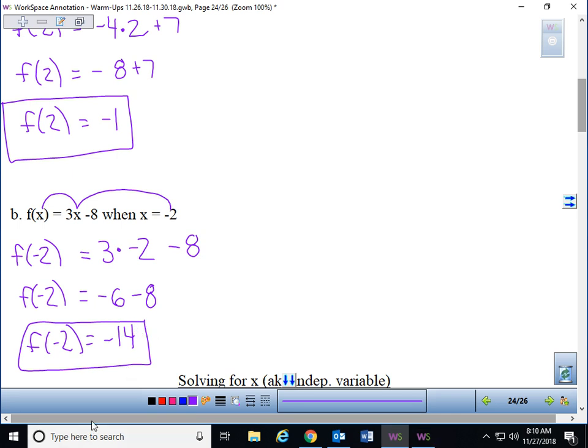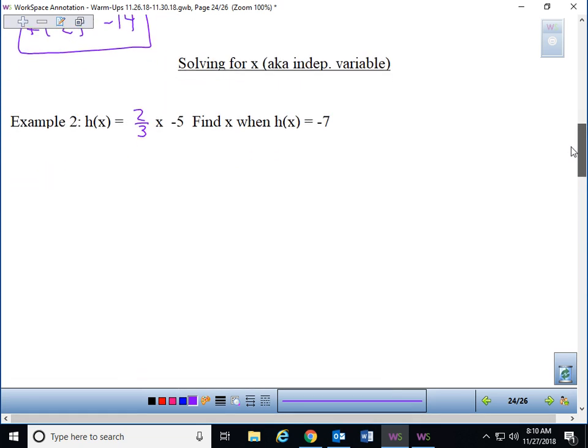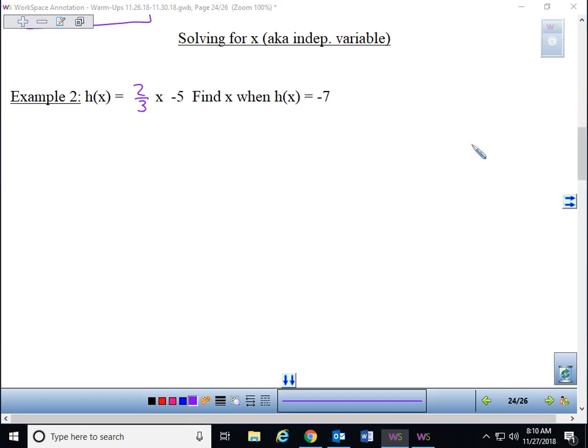Hopefully you were working through that okay. We're going to move on to the next part. Again, pause the video if you need to get work copied down. Next part of our notes.